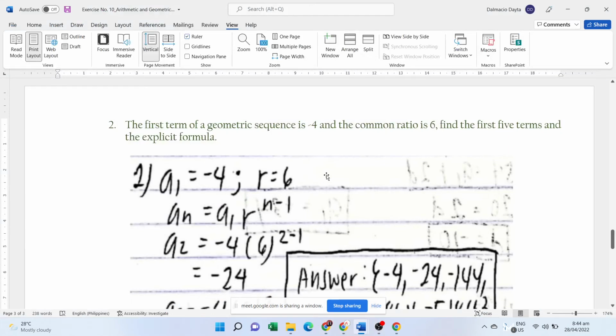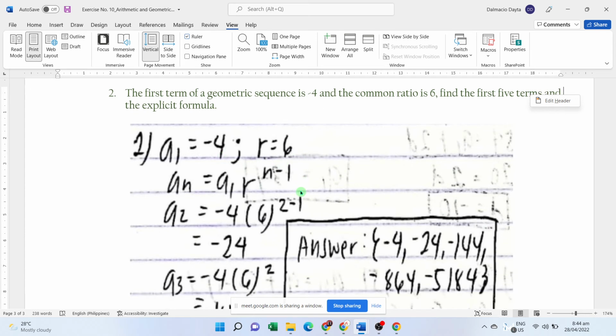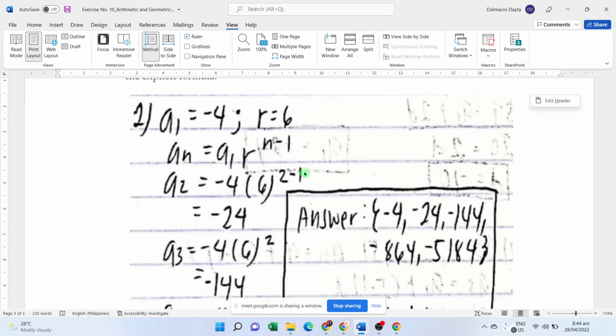A1 equals negative 4. Read the problem, Christian. The first term of a geometric sequence is negative 4 and the common ratio is 6. Find the first 5 terms and the explicit formula. So A1 equals negative 4 and R equals 6. An equals A sub 1 times R raised to n minus 1.